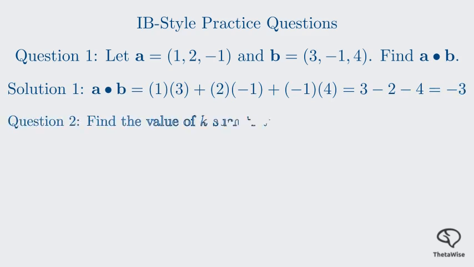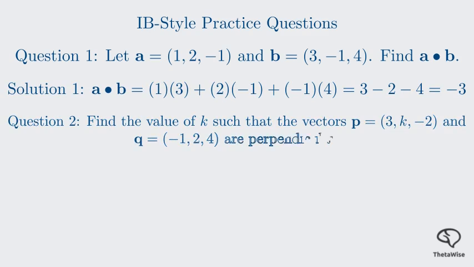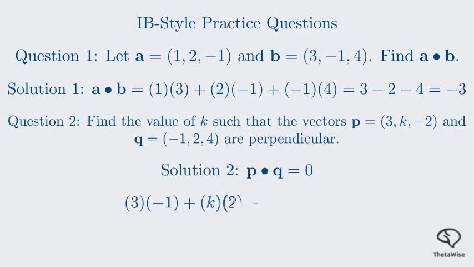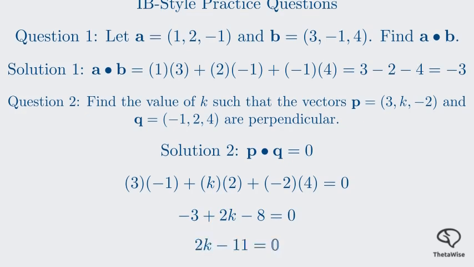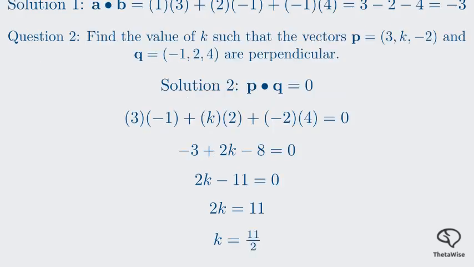Question 2 asks for the value of a scalar k given that 2 vectors are perpendicular. Solution 2. Recall that 2 non-zero vectors are perpendicular if and only if their scalar product is 0. We set the dot product of p and q to 0. This gives us the equation 3 times 1 plus k times 2 plus 2 times 4 equals 0. Simplifying, we get 3 plus 2k minus 8 equals 0. This simplifies to 2k minus 11 equals 0. Solving for k, we find k equals 11 over 2. The value of k that makes the vectors perpendicular is 5.5.